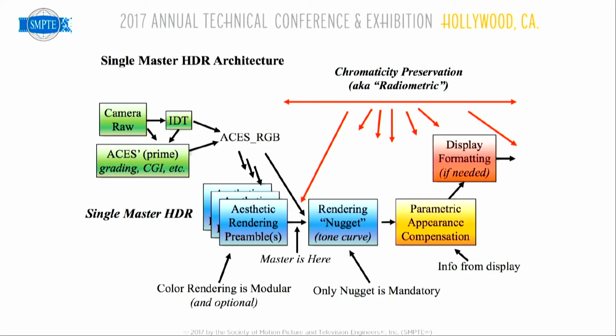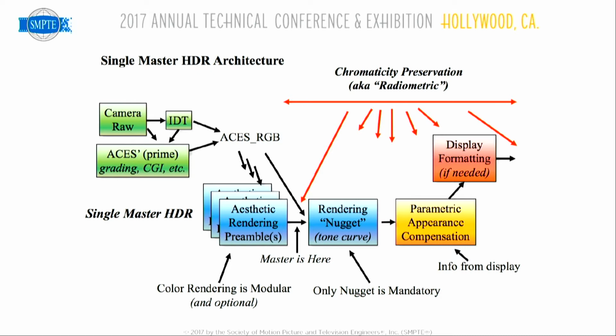Okay, so that's what it looks like if you just put that all in one slide. It takes typically ACES AP0 primaries with an IDT of some sort, and then that makes an ACES RGB and AP0 primaries, usually EXR half-float format RGB. The split processing here, these preambles are isolated from the tone curve, parametric appearance compensation, display format.